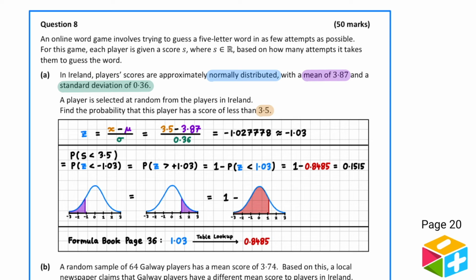Well, by the symmetry of the normal distribution, the probability that you're less than minus 1.03 will be equal to the probability that you're greater than plus 1.03. Since the total probability must add up to 100%, or 1 in decimal form, the probability that you're greater than 1.03 will be equal to 1 minus the probability that you're less than 1.03. Thankfully, we can find this probability by looking up page 36 of our formula book.